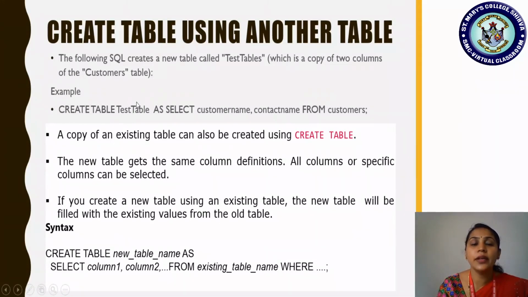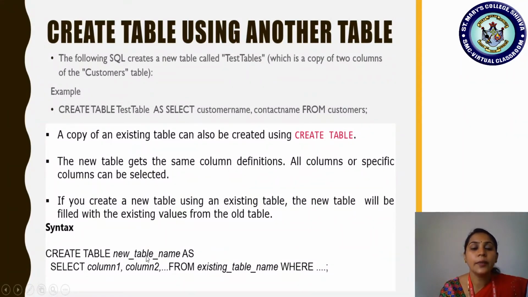Create table test table. This is the new table syntax. The first three pieces of information: create table, the new table name, test table, then the keyword as, then select. Which is the old table here now? Customers. In the old table, which attributes do you choose for the test table? Customer name and contact name. That is why it is as select customer name comma contact name from customers. This is the example.